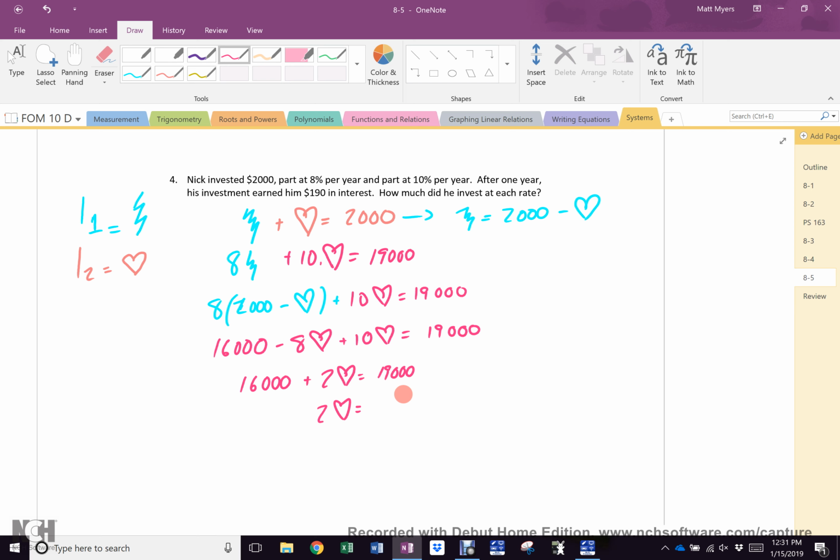10 minus 8. 3,000. 1 heart is 1,500. Which means, if investment 2 is 1,500, what was investment 1? 500. Now, the question says how much did I invest at each rate? Well, I made the lightning bolt 8%, and I made the heart 10%. So I invested 1,500 at 10%, 500 at 8%.